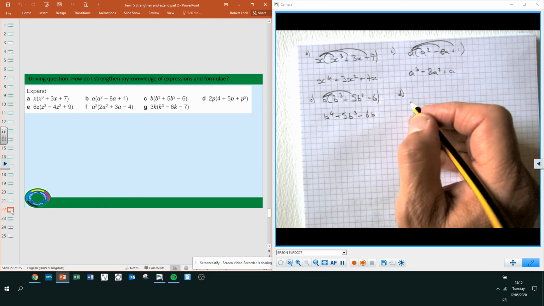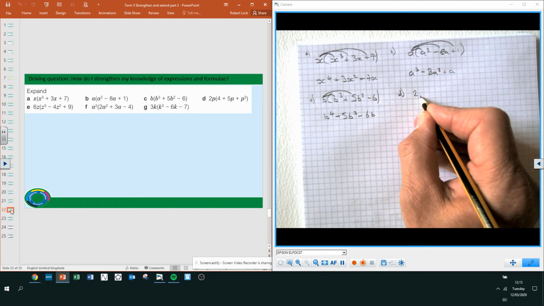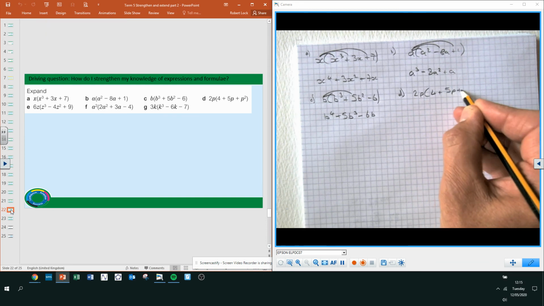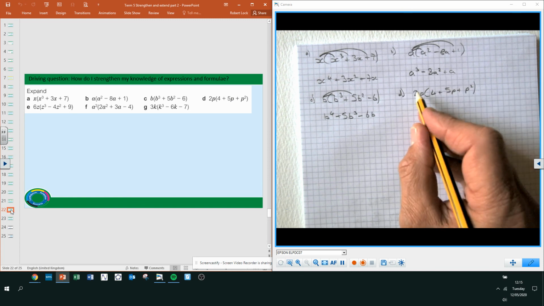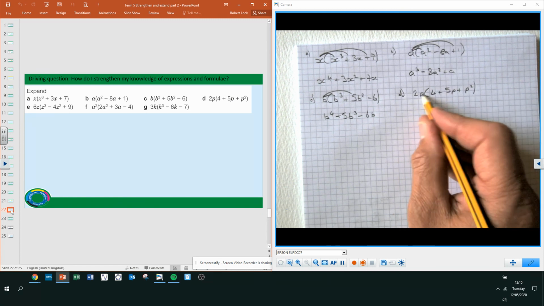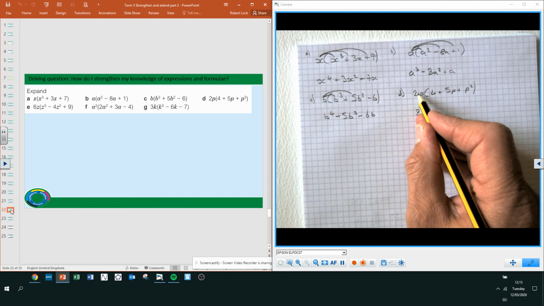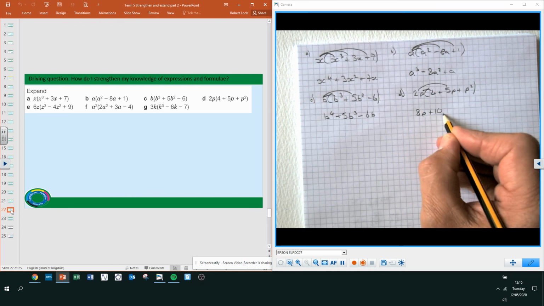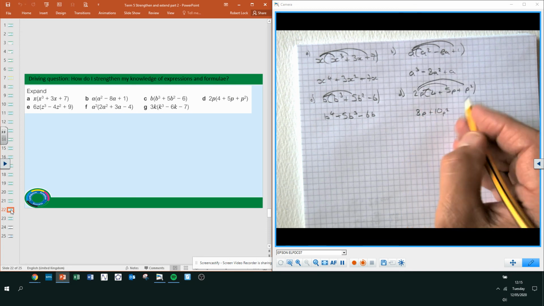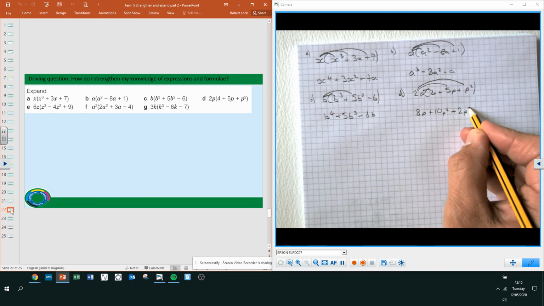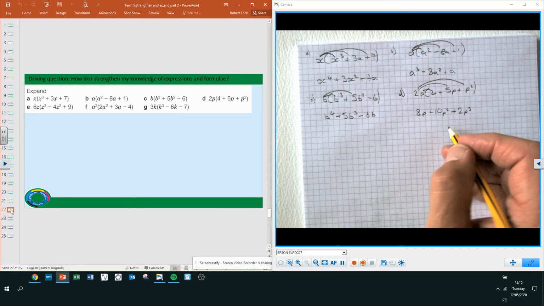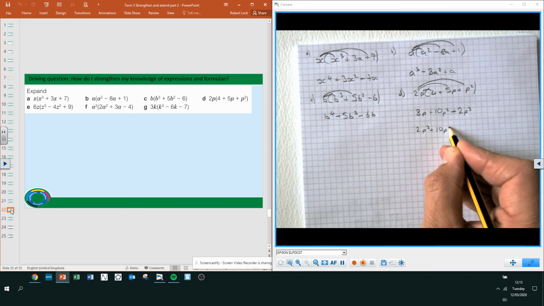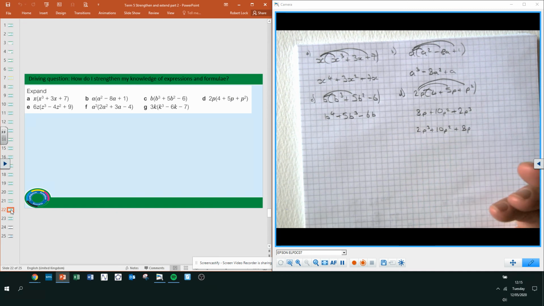D. 2p bracket 4 plus 5p plus p squared. 2 times 4 is 8, so it'll be 8p. 2 times 5 is 10, plus 10p squared. And 2p times that will be plus 2p cubed. Written out properly will be 2p cubed plus 10p squared plus 8p.